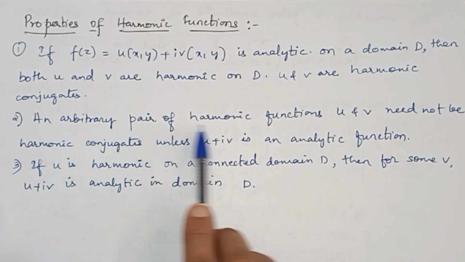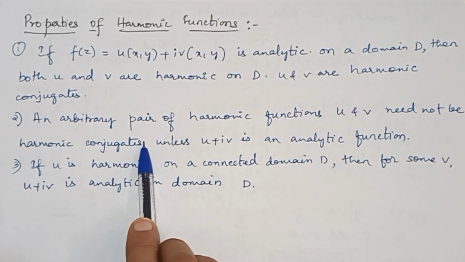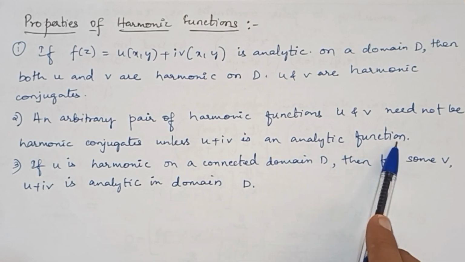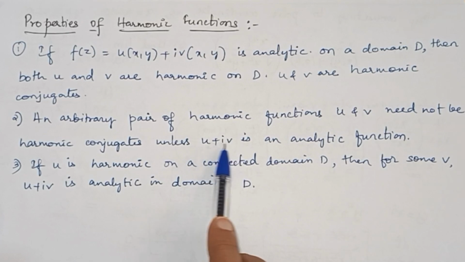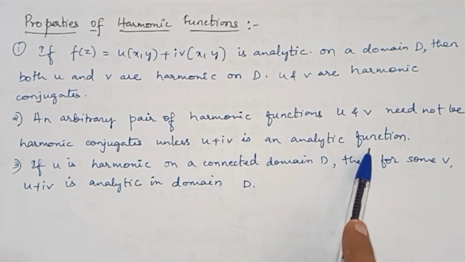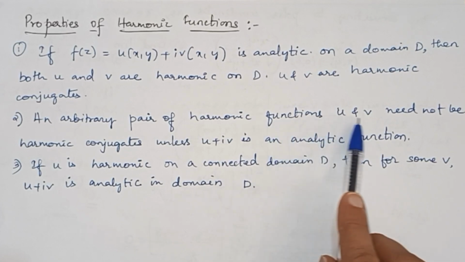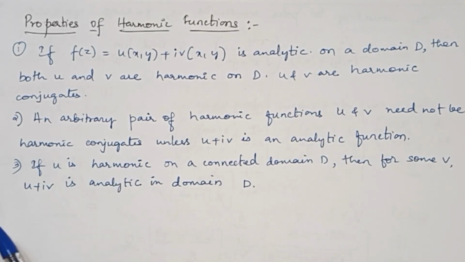An arbitrary pair of harmonic functions u and v need not be harmonic conjugates unless u plus iv is an analytic function. Therefore, to say they are harmonic conjugates, u plus iv must be an analytic function. Otherwise, any arbitrary pair of functions u and v need not be harmonic conjugates.